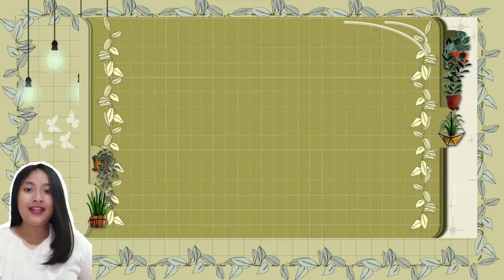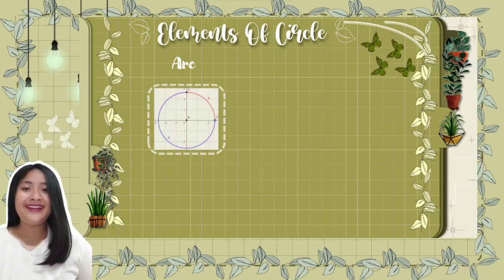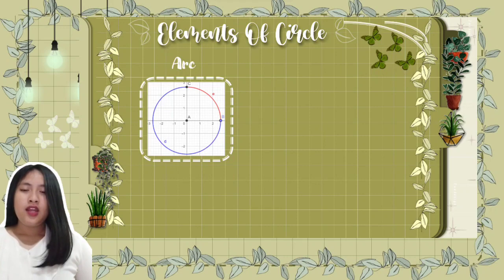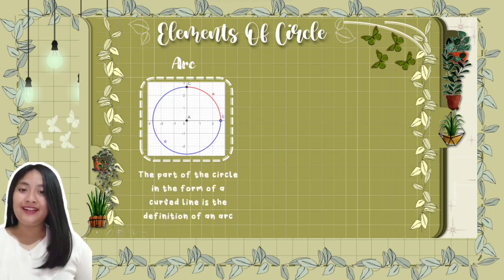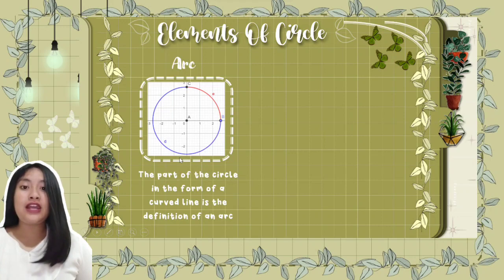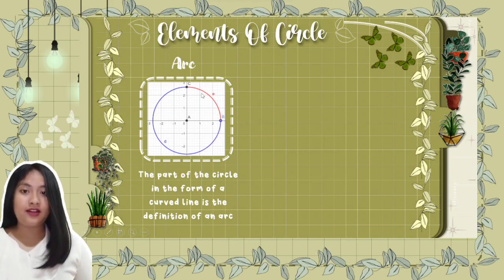The next circle element is the arc. What is meant by an arc as an element of the circle? The part of the circle in the form of a curved line is the definition of an arc. There are 2 types of arc in a circle, namely major arc and minor arc.